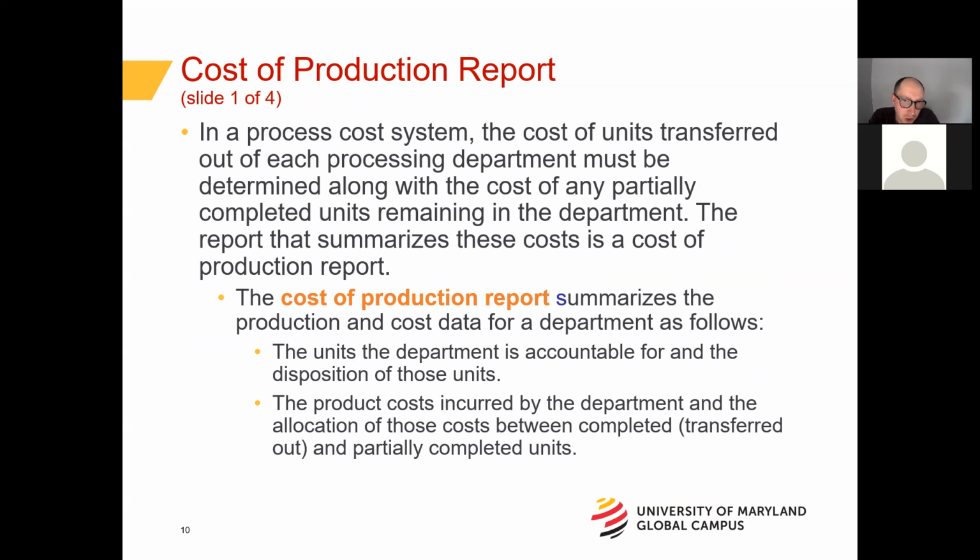And this information that we gather in each department goes onto this thing called a cost of production report. The cost of production report is a summary of the data that each department's responsible for. And these include the units, both partially and whole, that have been completed during the accounting period and transferred out.